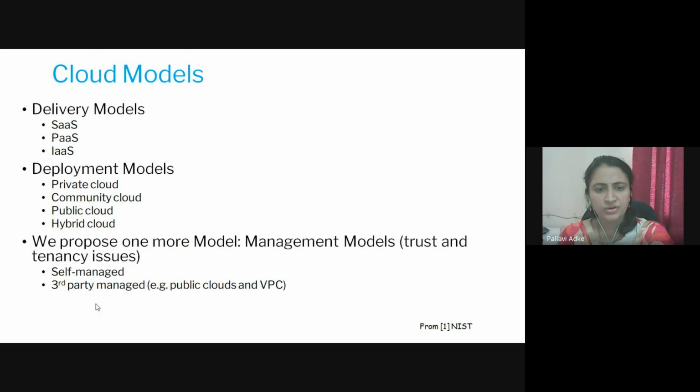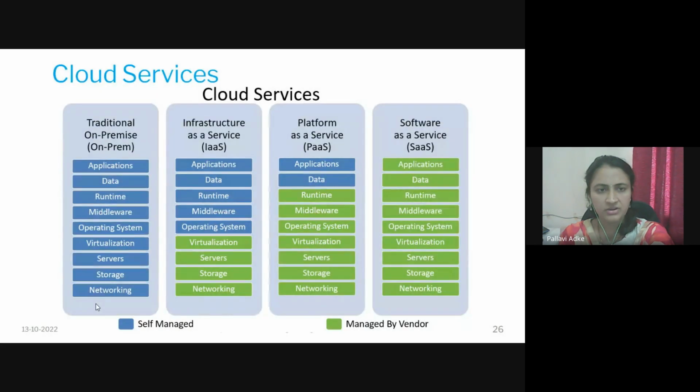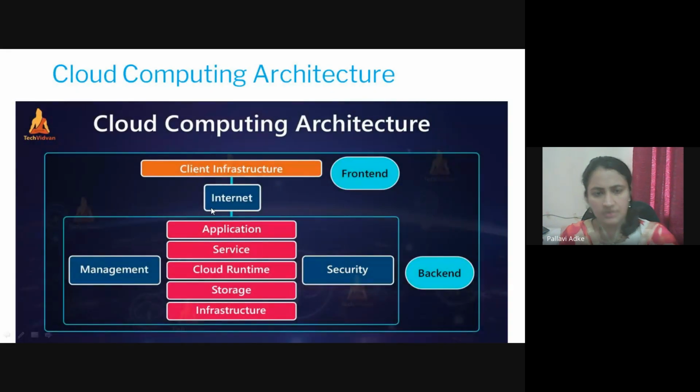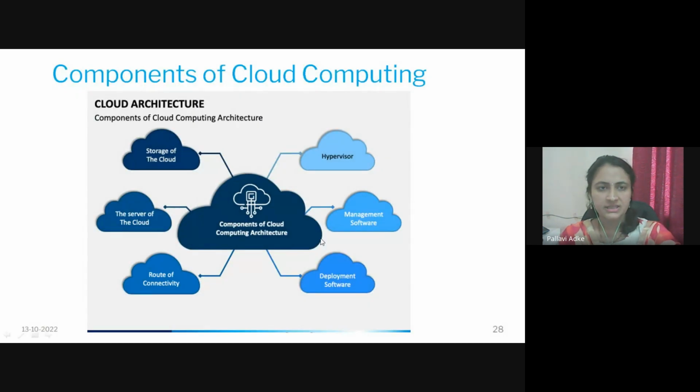These are the cloud models. This middle part we have studied already in unit number 2. These are the different cloud services. Now the cloud security part is there, which we will see in the next lecture.